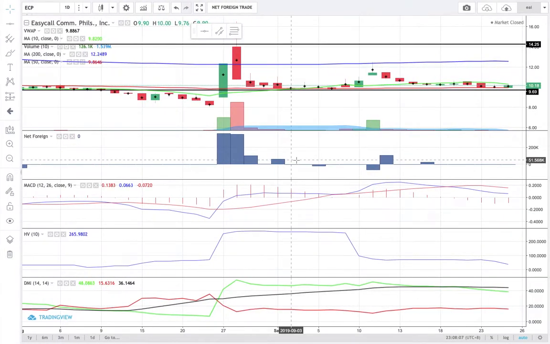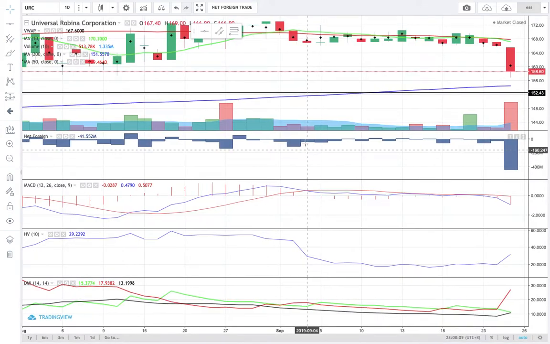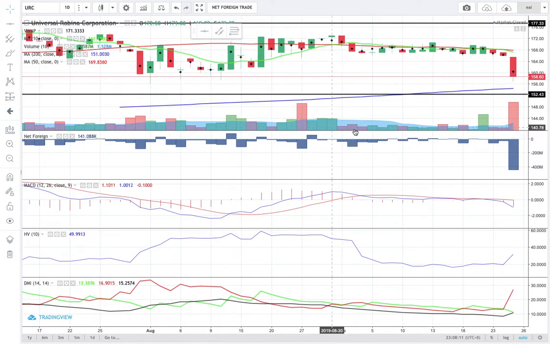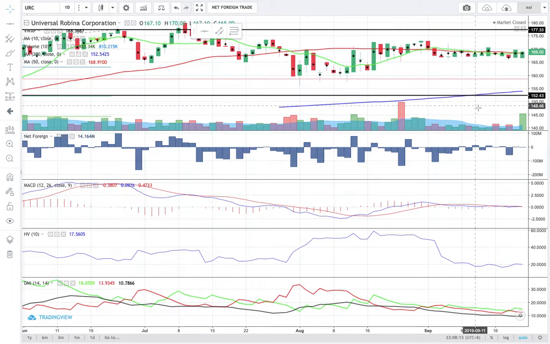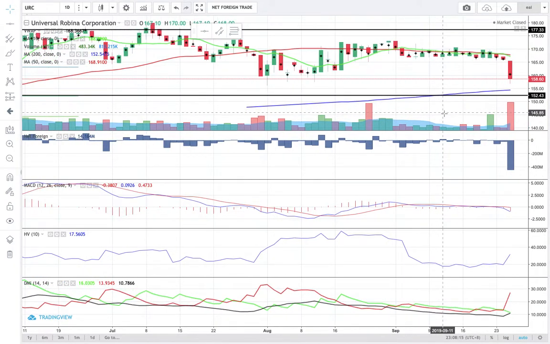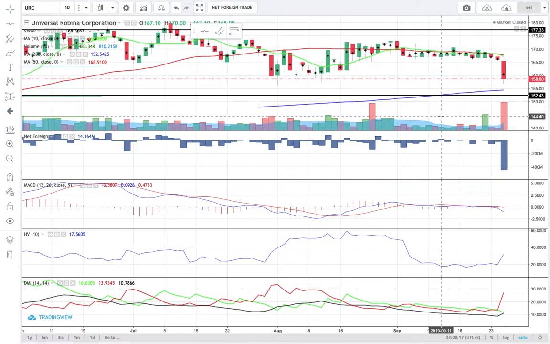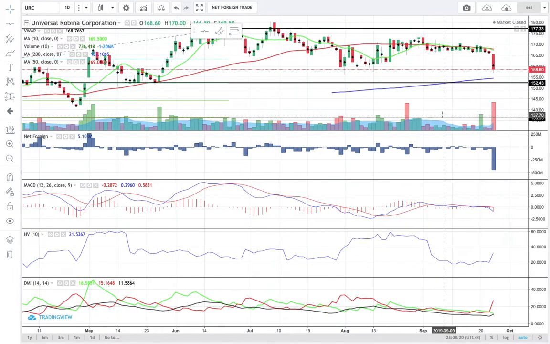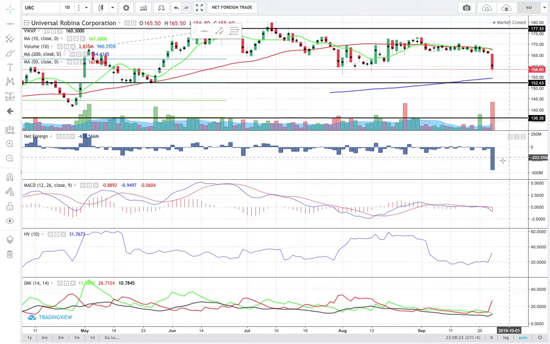Okay, after that, URC. An index company, but again, this is for short-term trading purposes only. The last price of URC today was 158.6. Support is at 152.4. Resistance is at 177. Foreign funds registered a net foreign selling worth 438.6 million pesos. That's relatively huge. The 10 SMACD combo is invalid.